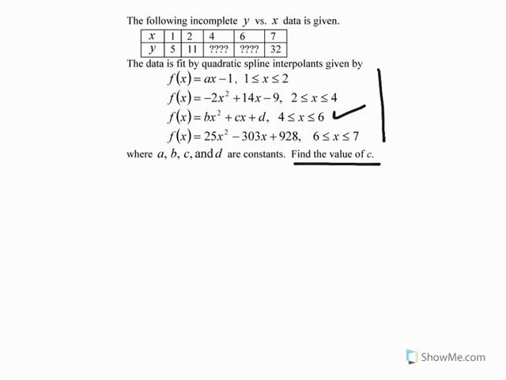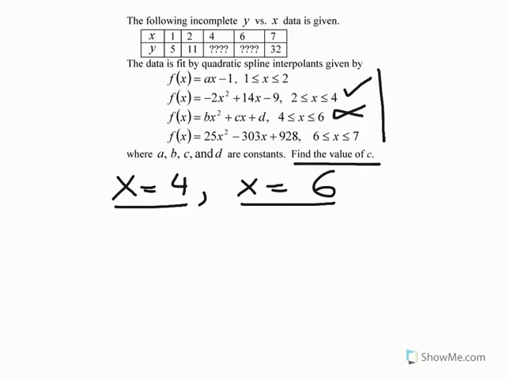Now, one of the things which I know is that this particular spline, which is right here, goes through x equal to 4, and it also goes through x equal to 6. Unfortunately, the values of y at x equal to 4 and at x equal to 6 are not given to us. But we also know that the second spline does go through x equal to 4, and the last spline, the fourth spline, does go through x equal to 6. So we should be able to use that information to figure out what the values at x equal to 4 and x equal to 6 are for this third spline, bx squared plus cx plus d.